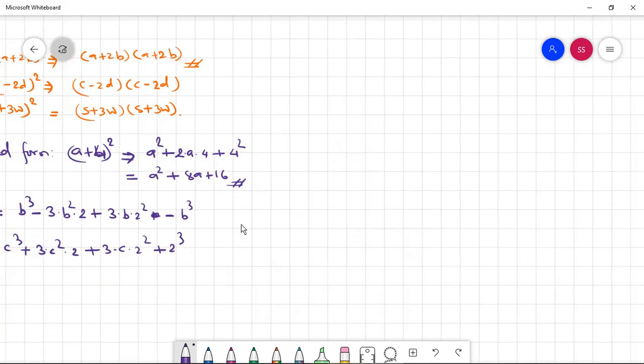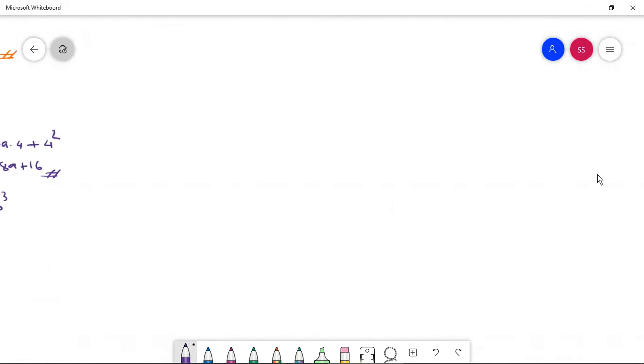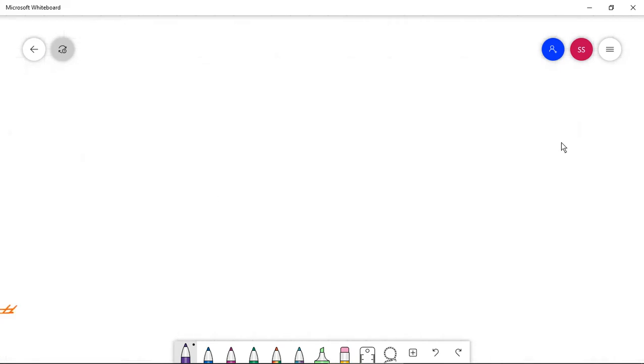Now moving to question number 3, dear students. We can go through question number 3. What is given in question number 3? What should be added?